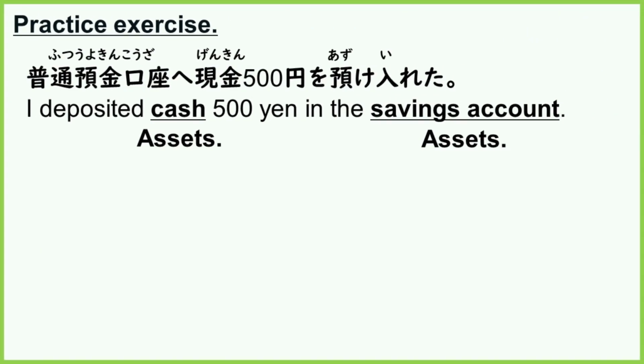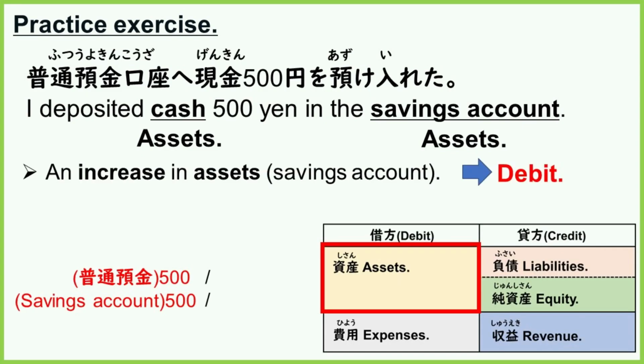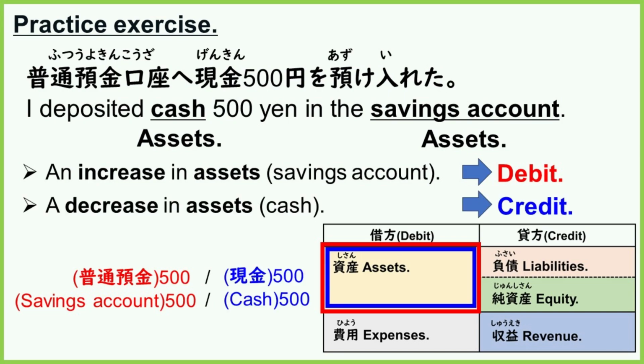Let's start solving the practice exercises. There are a total of 3 practice exercises. I deposited cash 500 yen in the savings account. Cash and savings account are classified as assets. An increase in assets. Savings account. This position is debit. Therefore, we record savings account as a debit. A decrease in assets. Cash. This position is credit. Therefore, we record cash as a credit.